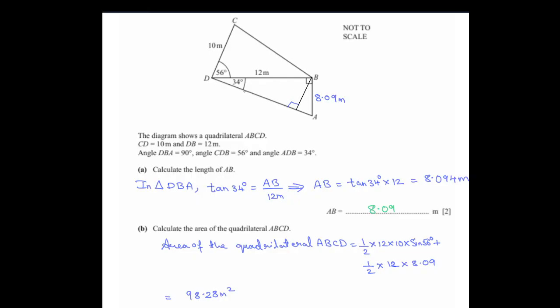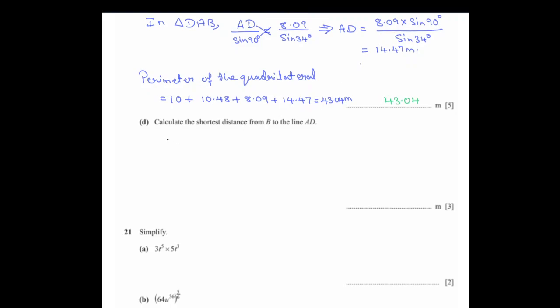Okay, and we know this angle. So now we know the hypotenuse and we know the angle. We need to find the opposite side, so we'll take sine 34. So sine 34 is equal to the opposite side, which is the shortest distance from B to the line AD, by the hypotenuse, which is 12.